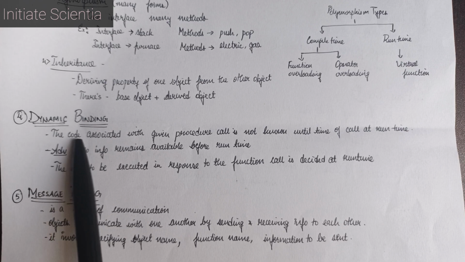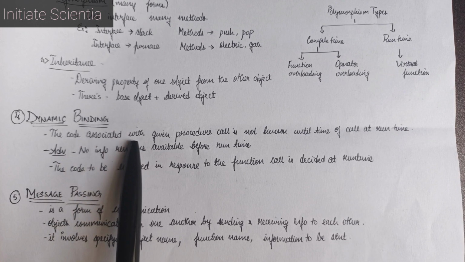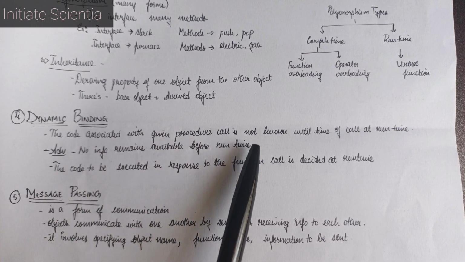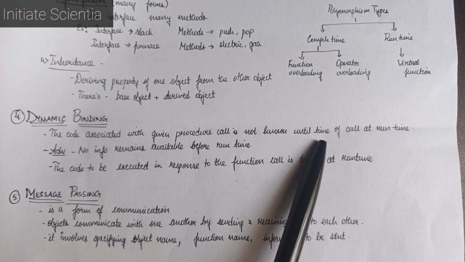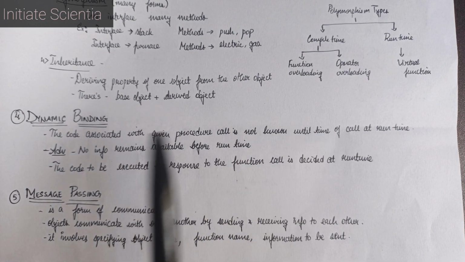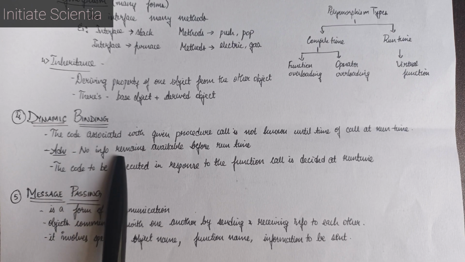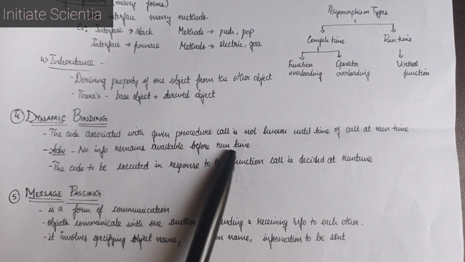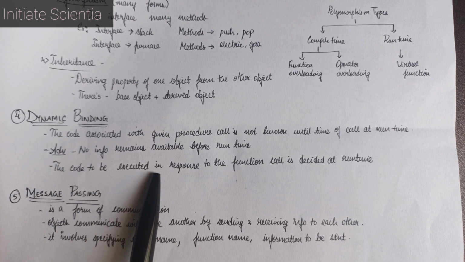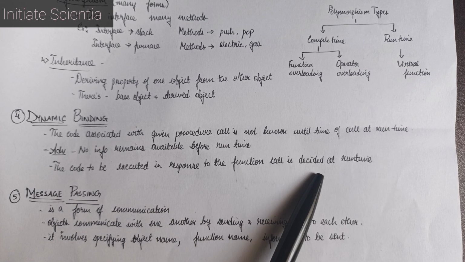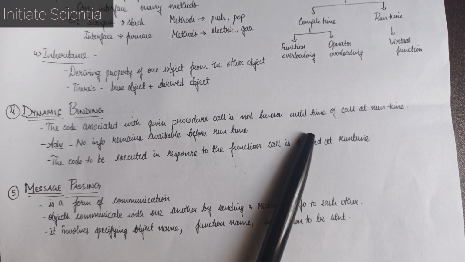Next, moving on to dynamic binding. The code associated with a given procedure call is not known until the time of call at runtime. The advantage of dynamic binding is that no information remains available before runtime. The code to be executed in response to the function call is decided at runtime.